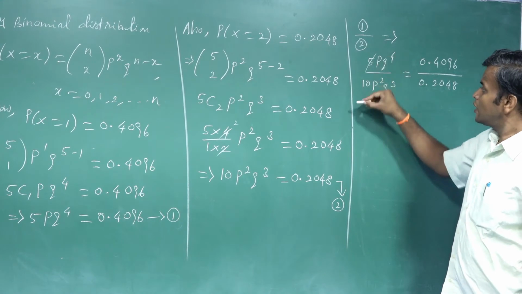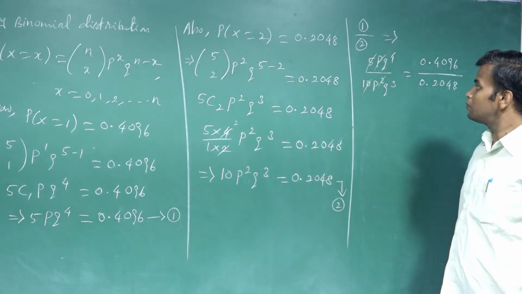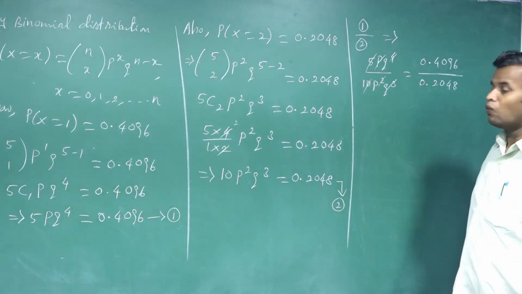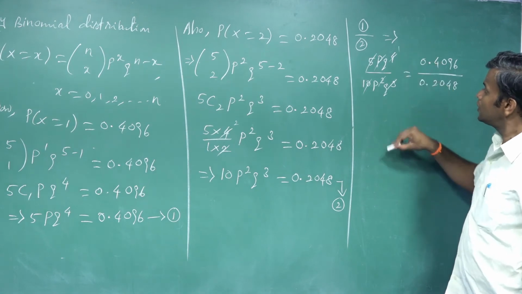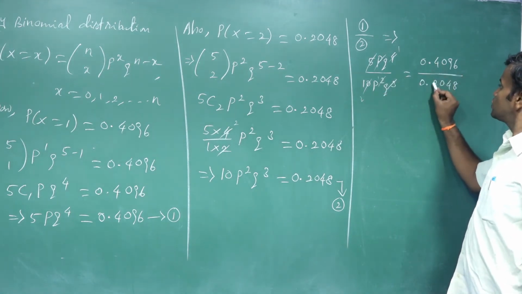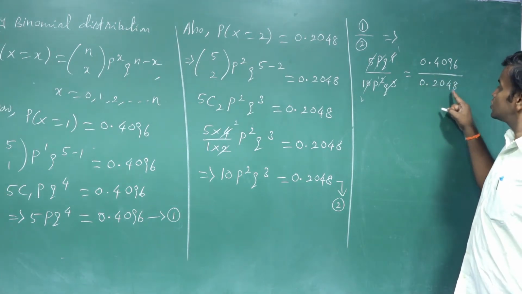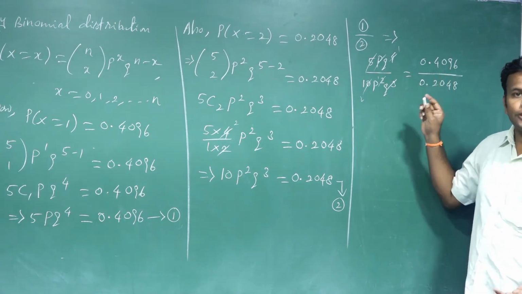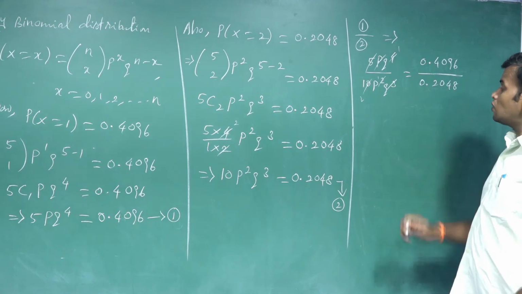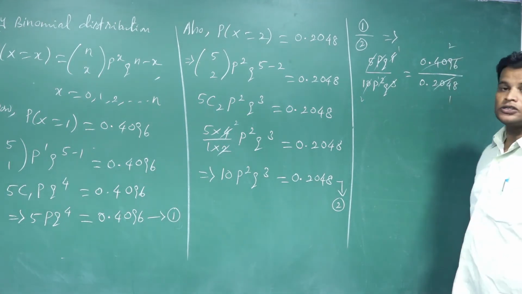There is a chance, in 5 and 10, twice. P fully cancelled, P square remaining 1 P. Q fully cancelled, here 1. The power 1 is here. Here also 1 power and 2. Do you see any difference between these two numbers? You see, exactly 2 times the denominator is the numerator. 2048 into 2 is 4096, so it is exactly cancelled. It's 1 time and it is 2 times.